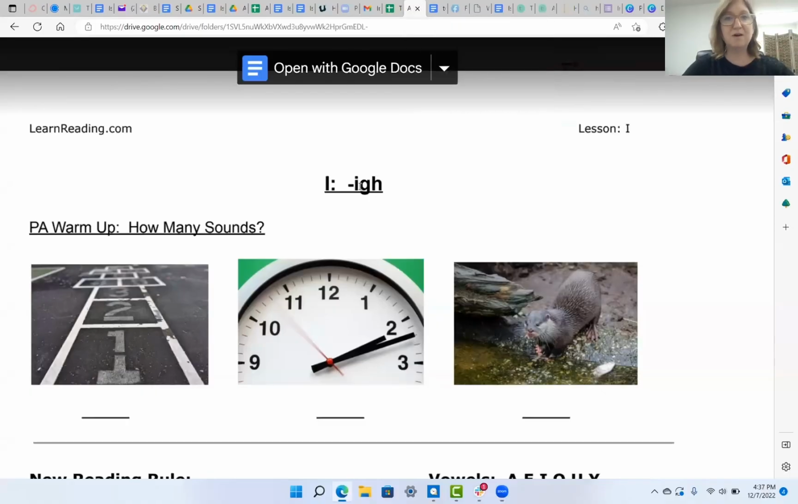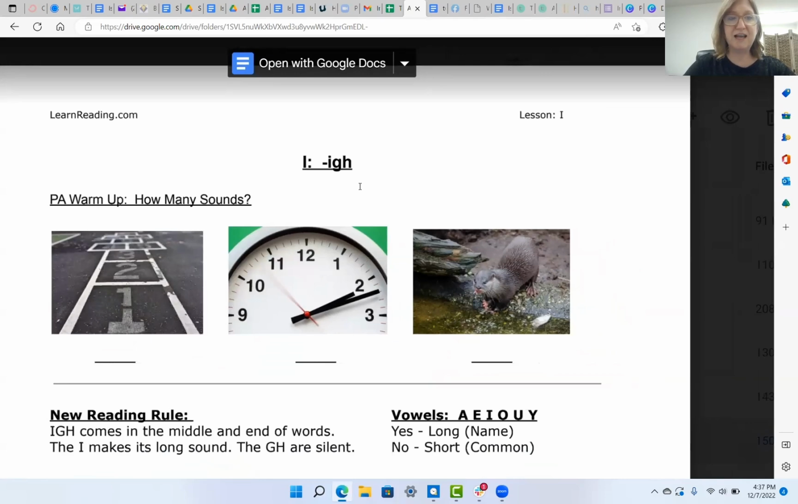I'm going to stop sharing just so I can politely mute everybody, and then we'll come back to this week's lesson. Okay, phonemic awareness warm-up for today.